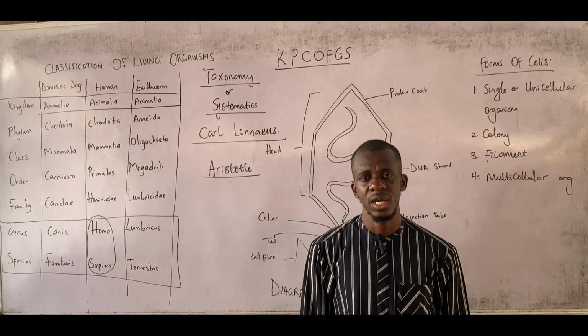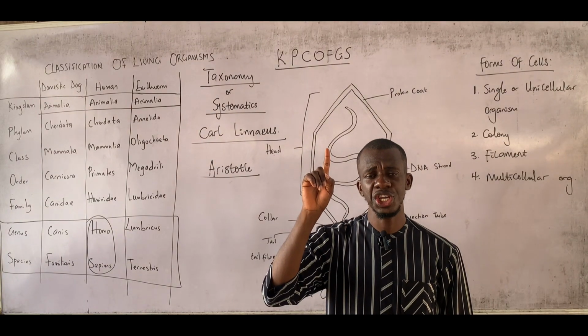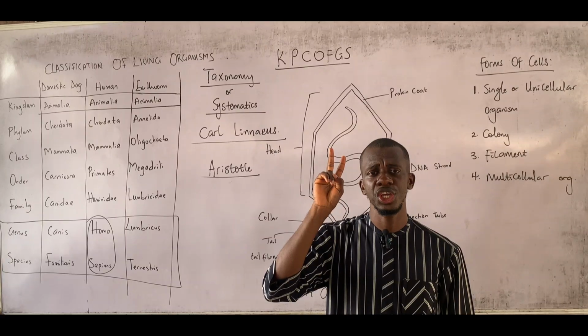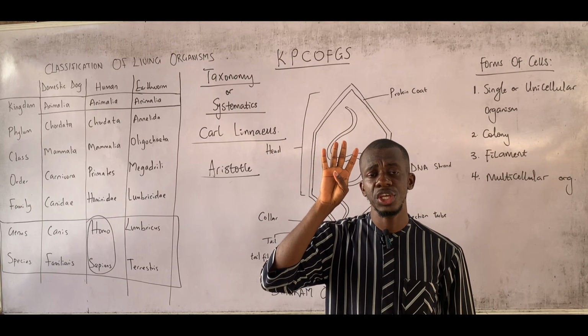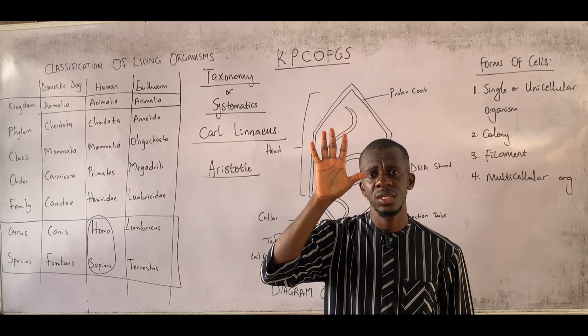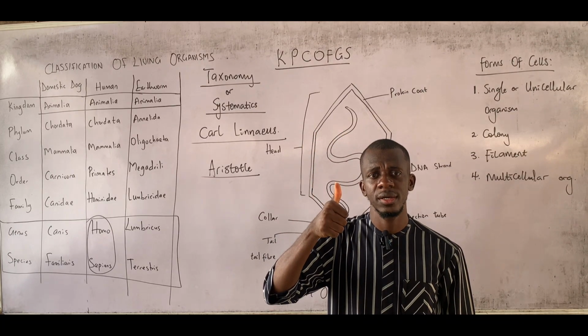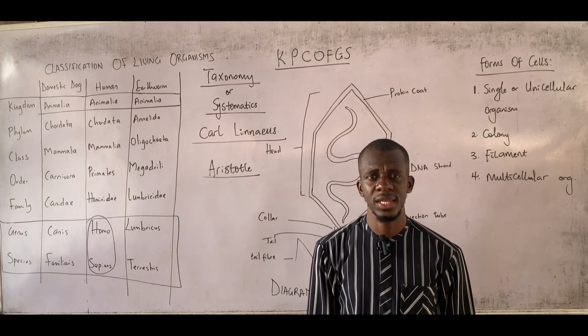All right. I'll take that again. 1. Kingdom Monera. 2. The Kingdom Protista. 3. The Kingdom Fungi. 4. The Kingdom Plantae. And lastly, the Kingdom Animalia. Good. Okay, you should learn that.